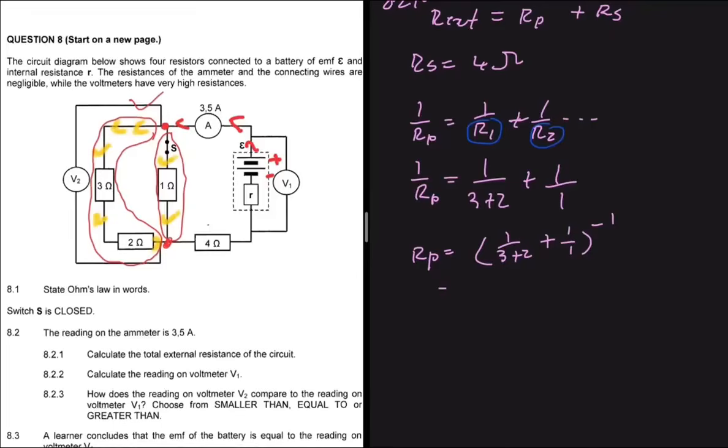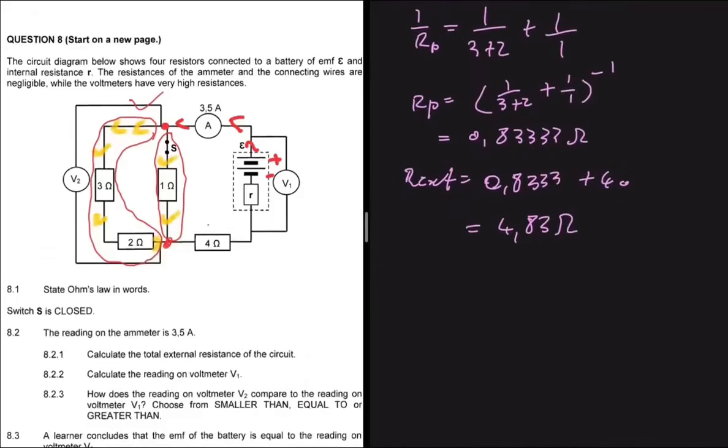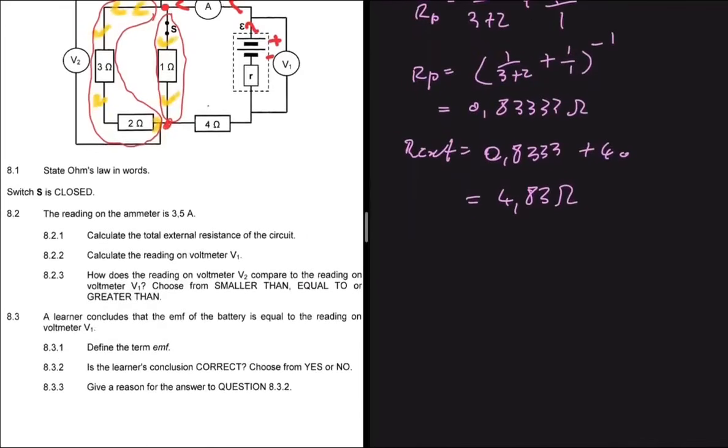So RP will be equal to 0.8333 ohms, right? So now we can conclude and say R external is equal to 0.8333 plus 4 ohms, right? And this will be equal to 4.83 ohms. Yeah. And that's how we essentially solve the problem. Now let's do 8.2.2.